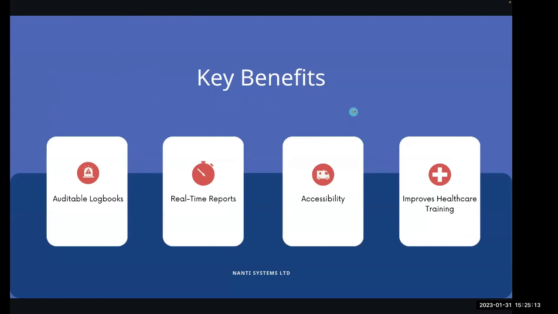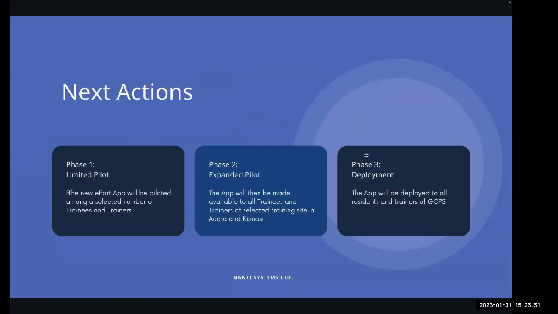Finally, what are the key benefits of the Eport application? The very first benefit is that we have auditable logbooks. It means that logbooks can be audited. They are not paper forms that are very difficult to audit. It is very easy because everything is logged. The college can easily audit logbooks. We also have real-time, actionable reports on every resident and every trainer. It's also accessible because everybody can access it on their phone, tablet, or computer. And these three culminate in improving our training at the college.